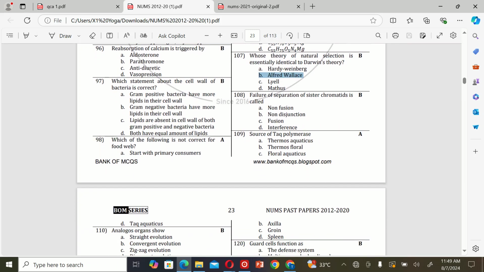The next MCQ is, failure of separation of sister chromatids is called A. Non-fusion, B. Non-disjunction, C. Fusion, and D. Interference. So the correct option is B.